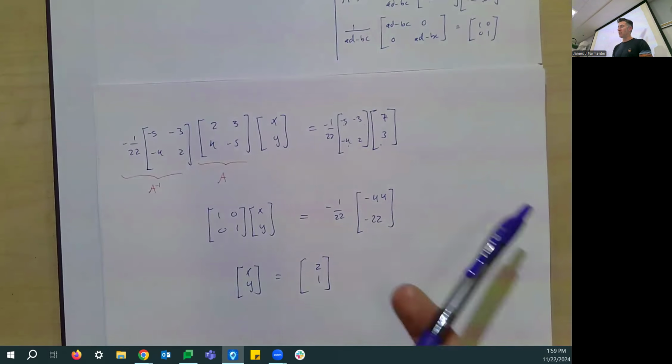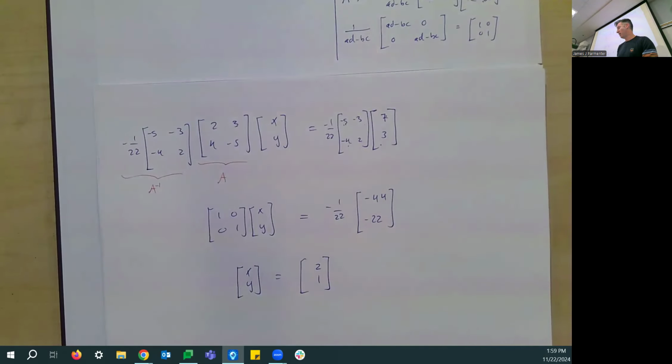And while this might seem like a much longer way of doing it because we're just learning it, it is in fact a better, faster way of doing problems like this. So there you go. Talk about inverses.